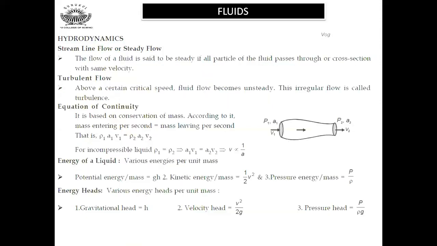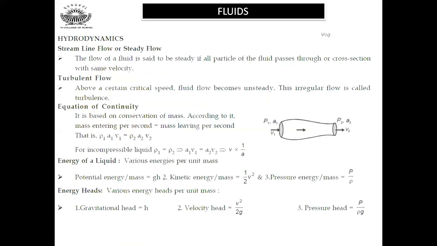Then further, hydrodynamics. So we consider here the motion of the fluid. Streamline flow and turbulent flow, there are two types of flow. If the velocity of all the particles of the fluid at a given point is the same, then we say it is a streamline flow. If it is unsteady, then we call it irregular flow or turbulent flow.